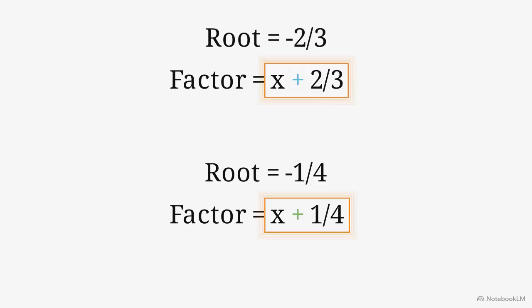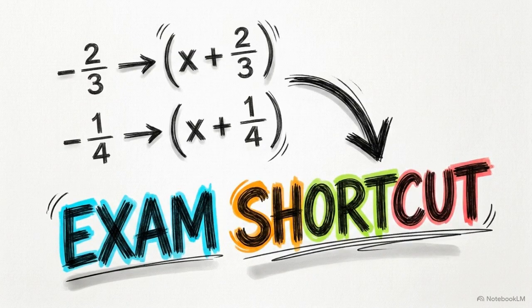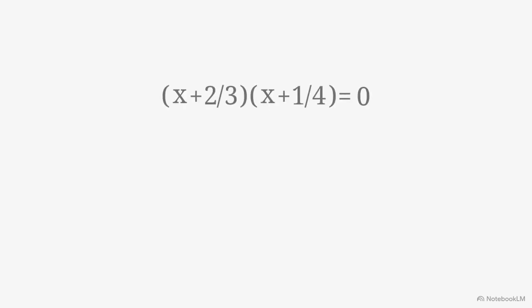Take a moment to see the pattern. A negative root always results in a positive sign inside its corresponding factor. Remembering this shortcut will save you valuable time during your examination. Now we form our quadratic equation by multiplying these two new factors together and setting the product equal to 0.